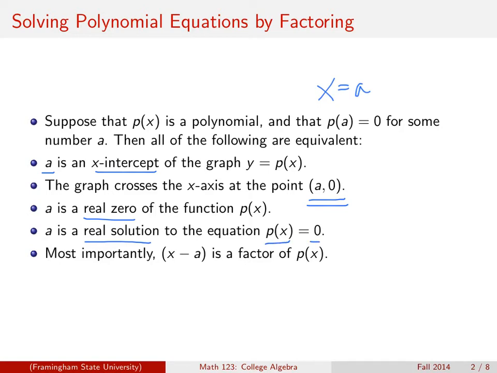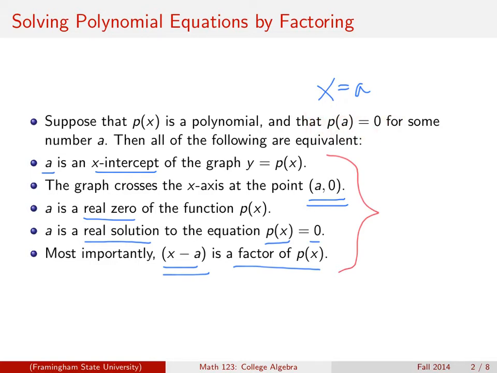Even more so, x minus a is a factor of the polynomial p of x. So all of these things are equivalent, true statements based on just this one given. Some keywords: we get an x-intercept, a 0, a solution, and a factor, all when x equals a, because p of that value, p of a, equals 0. Again, I just want to highlight, we get a real solution, not an imaginary one, when p of a equals 0.